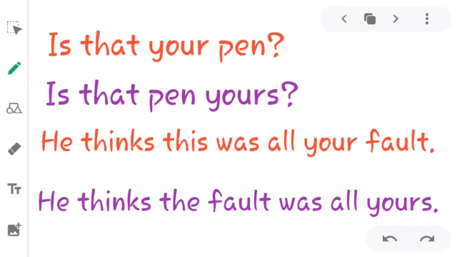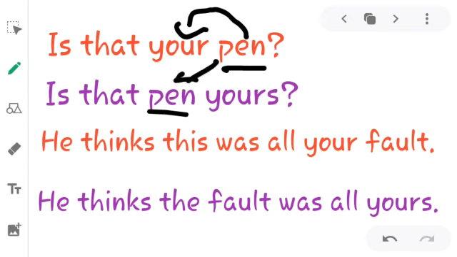Now how do we change a possessive adjective into a possessive pronoun? For example, we have a sentence where a possessive adjective is followed by a noun. Is that your pen? So pen is a noun and it follows a possessive adjective. How will we change it into a possessive pronoun? We will change the arrangement of the sentence. Is that pen? So here you can see pen comes first, we change the position of pen in the sentence. So, is that pen yours? Here you can see that there is no noun after the possessive pronoun.